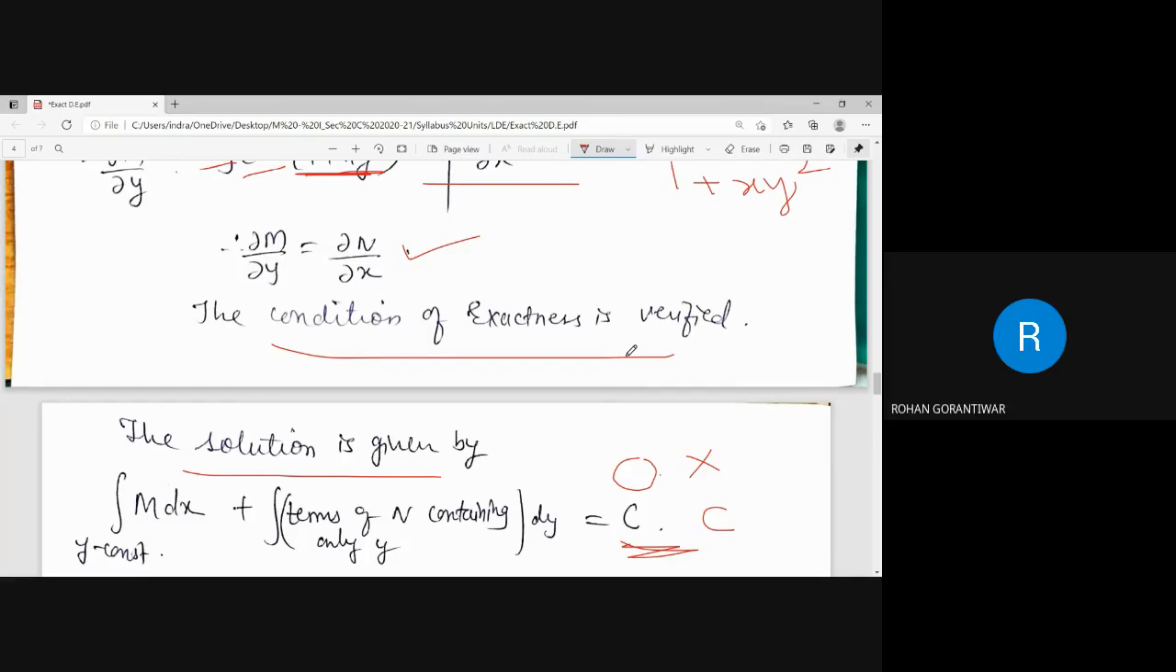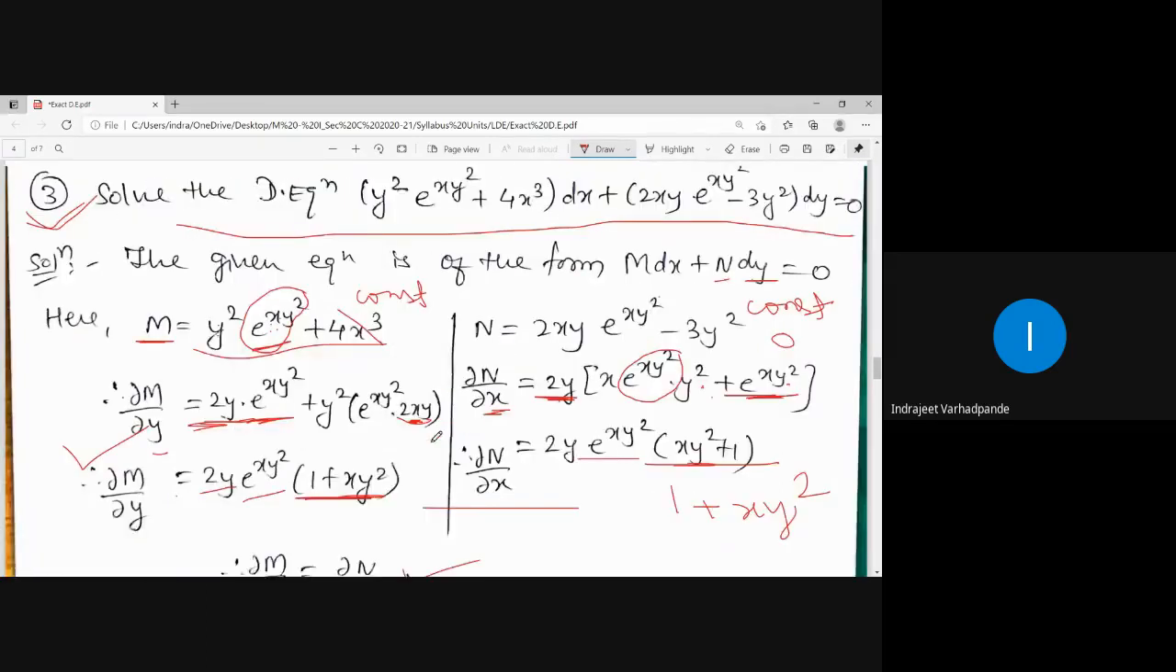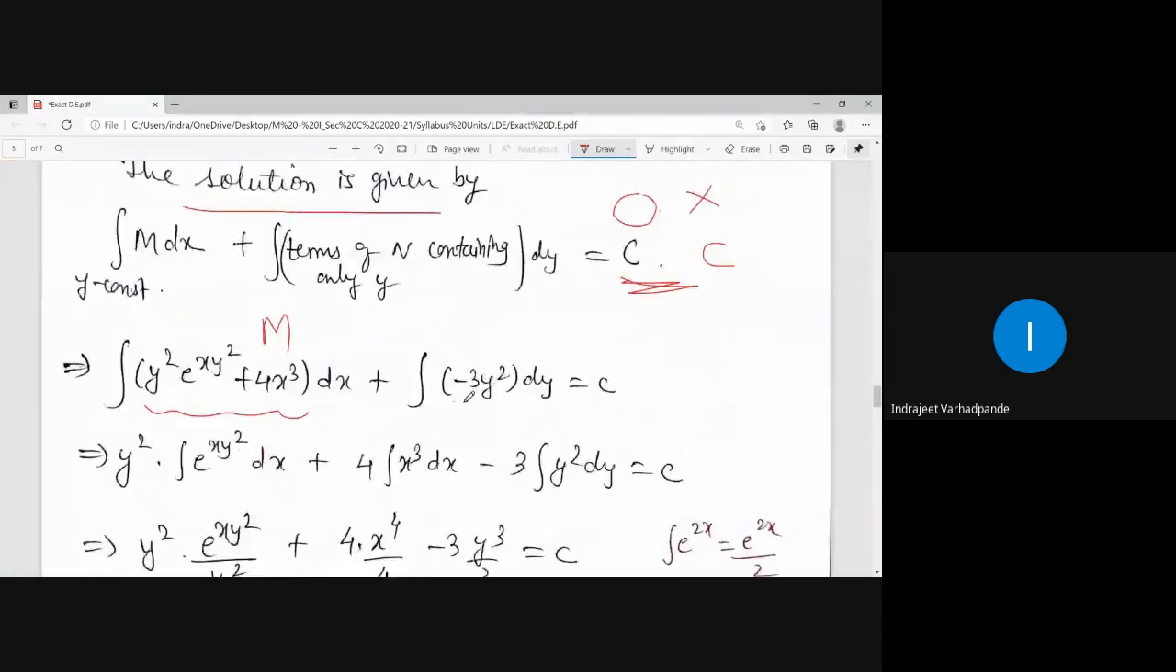Yes, sir. So the solution is given by the complete term of m to be written, and what is the term of n which contains only y? Minus 3y square. As I said, we have to take it with the sign. From here we cannot take out any other term of y, only it will be minus 3y square, right? Is it okay? Yes, sir. Noted down up to this.